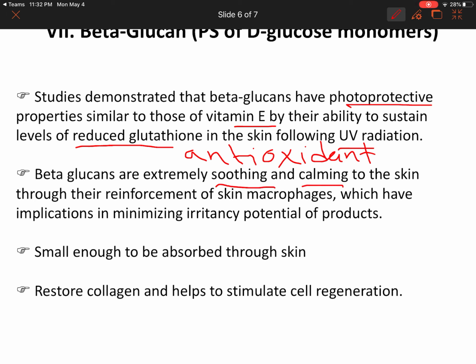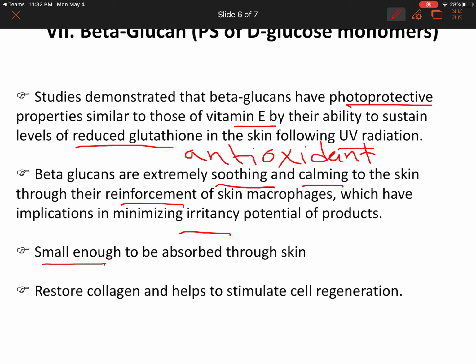Also, they have a soothing and calming effect on the skin. Of course, anything that enhances or activates macrophages will result in soothing and calming effects because of their reinforcement of skin macrophages. So it minimizes irritation that results from certain products. So you can incorporate them in your preparation as soothing agents, in addition to their antioxidant property and their stimulation of the macrophages.